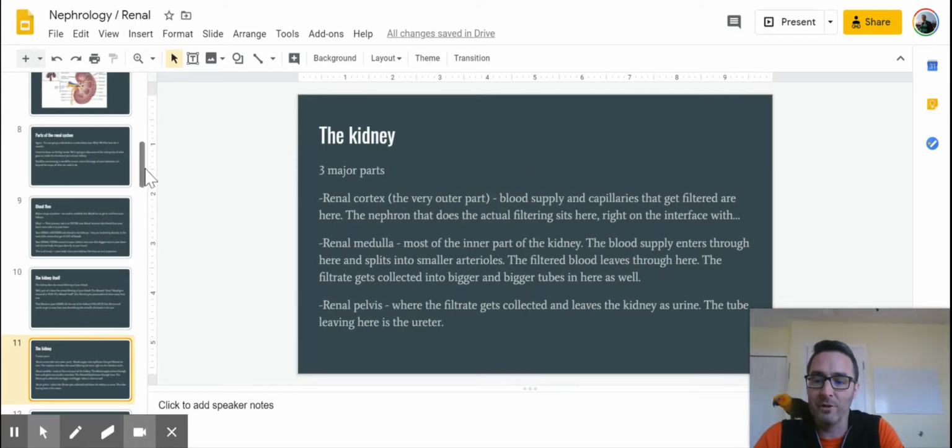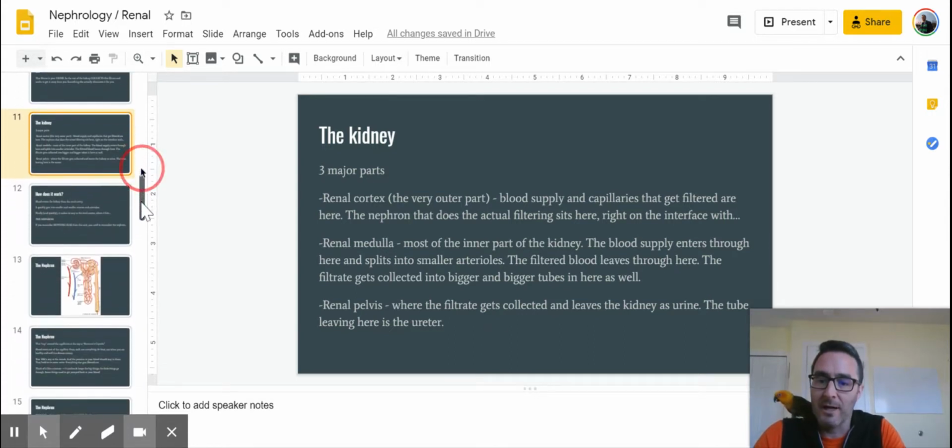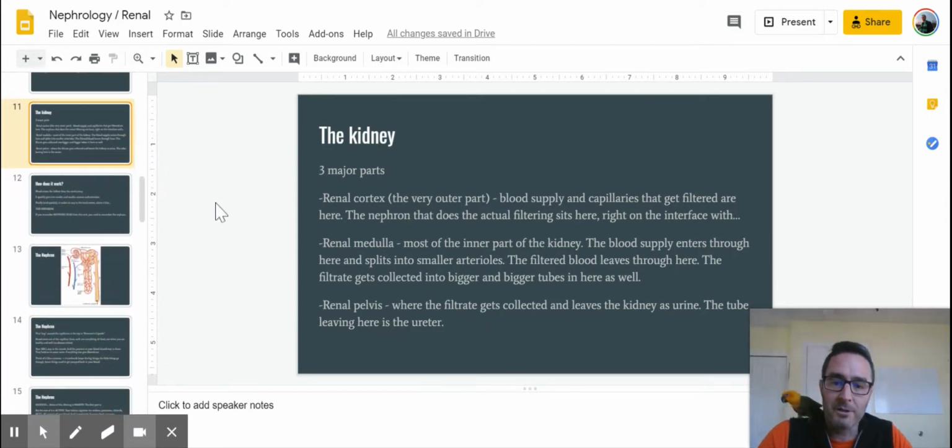So a couple major parts of your kidney. There's the renal cortex, which is the very outer part. There's the renal medulla and the renal pelvis. The renal cortex is the blood supply and the capillaries that supply the blood to get filtering, supply the blood for the filtering, I should say.